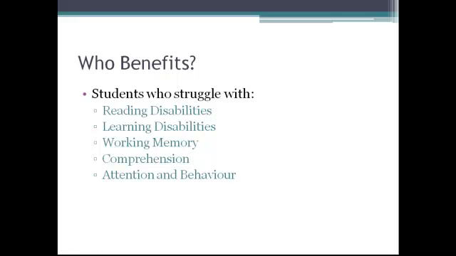So now we've seen the example of Kurzweil 3000. I'm just going to talk quickly about who benefits from this. So mainly it's going to be the student. So students who struggle with reading disabilities such as dyslexia, dysnomia, learning disabilities, whether it be with numbers or symbols or specific reading and writing capabilities, working memory and comprehension, and more specifically for the reason for this informative presentation is for attention and behavior.